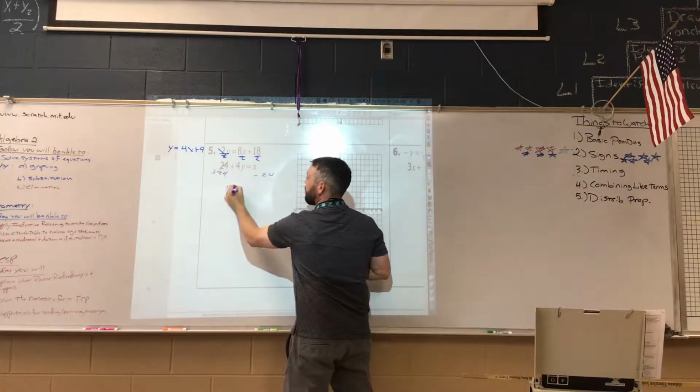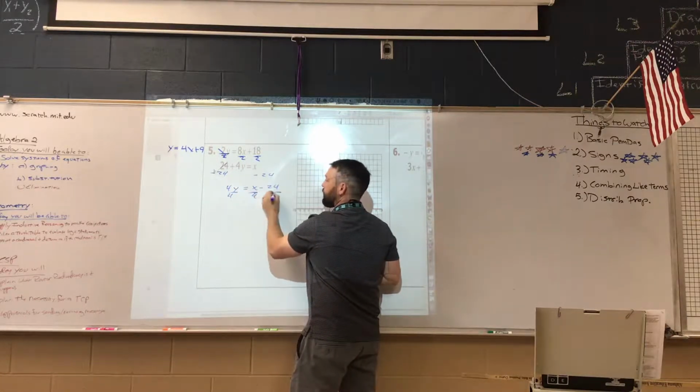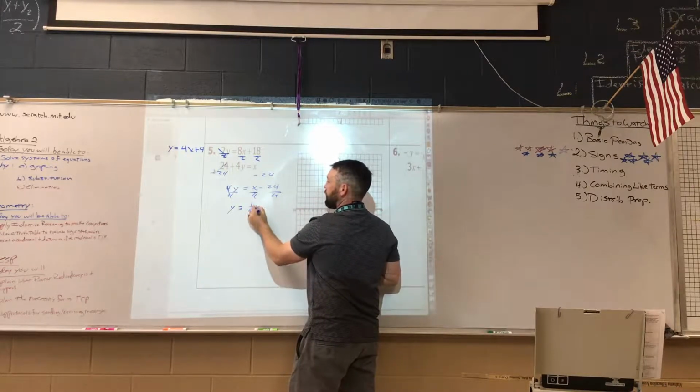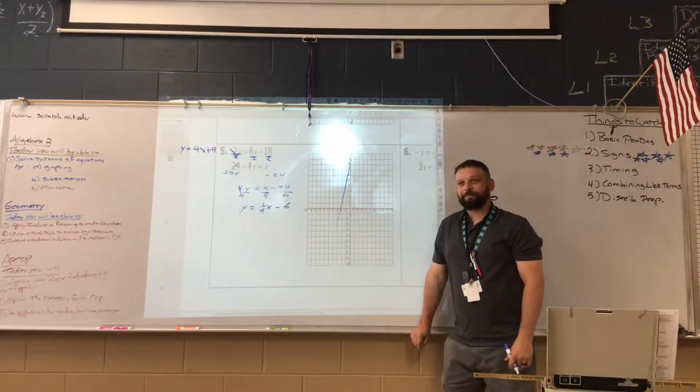Okay. So you have like 4y equals x minus 24. Divide by the 4. Yeah. Oh, so we were trying to find y? Trying to find your x and y intercept.